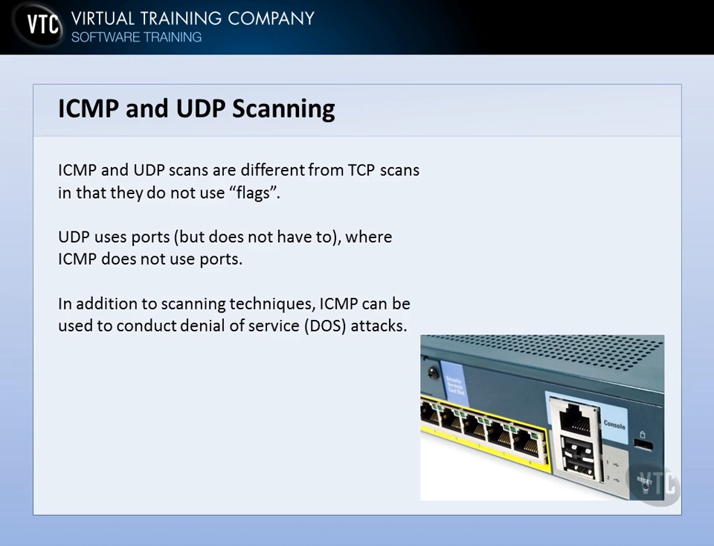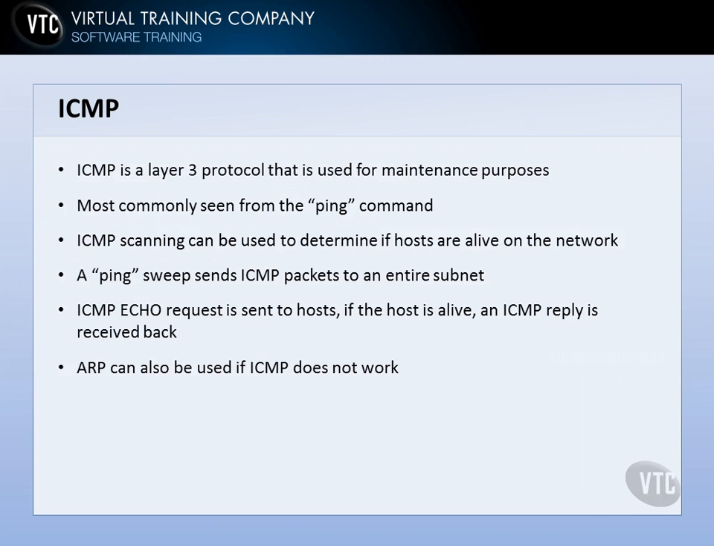In addition to scanning techniques, ICMP can be used to conduct denial of service attacks on different hosts, and that's something we'll talk about a little bit later in the course. Now, as I said, ICMP is a Layer 3 protocol. That means the network layer of the OSI model, and it's primarily used for maintenance purposes. We usually see ICMP used when we ping a host at the command prompt to see if it's up or not. There are also other commands that can use ICMP, such as traceroute, and that basically uses ICMP to determine the distance in hops between two hosts.